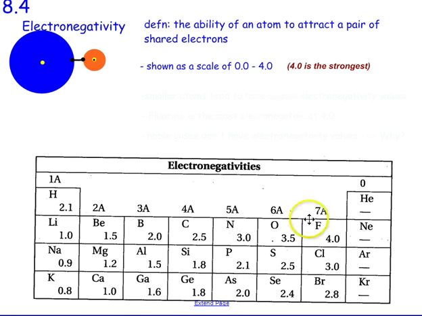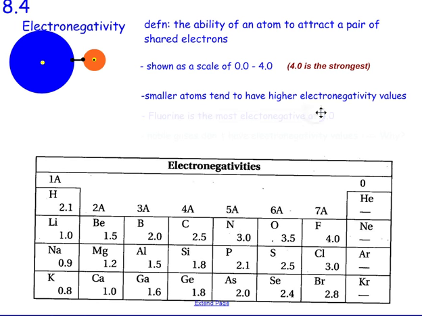If you take a look here, we see that fluorine is the most electronegative element on this chart. And in fact, it is the most electronegative element on the periodic table. If you remember back to our unit on atomic radius, fluorine was one of the very smallest atoms on the periodic table. And so you can see here that as you go from left to right, electronegativity values tend to get larger. And so there is a trend. Smaller atoms tend to have higher electronegativity values.